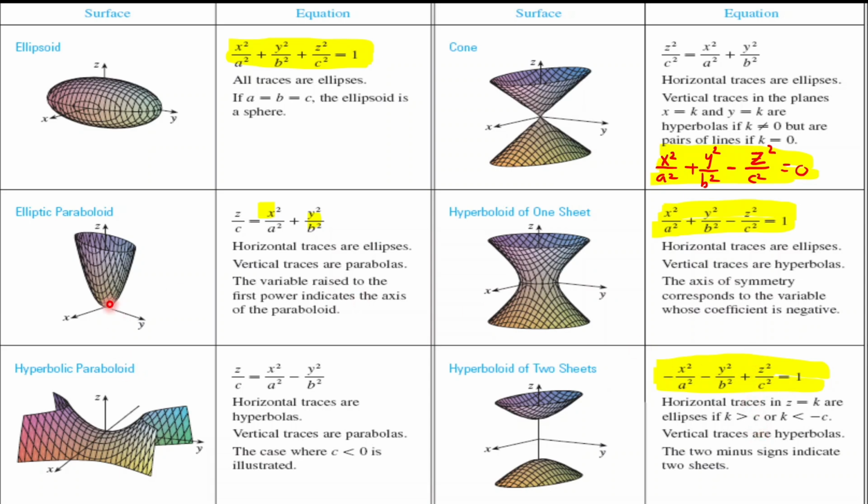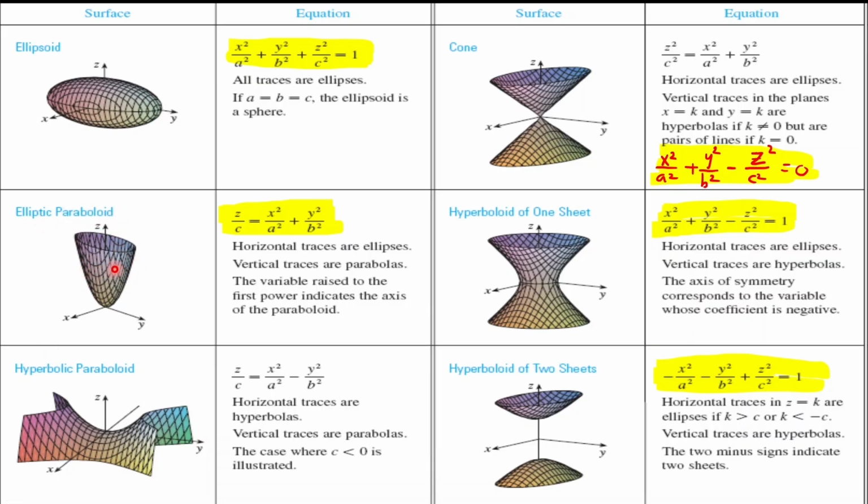Now we'll move to this type of surfaces. See this equation now. It's not all quadratic, you see. There's only 2 squares, 1 linear. This surface is what we call the elliptic paraboloid.